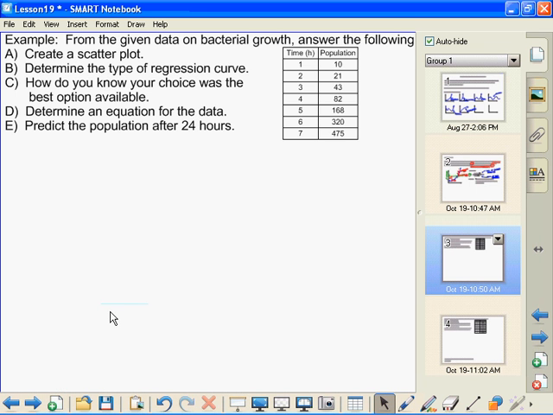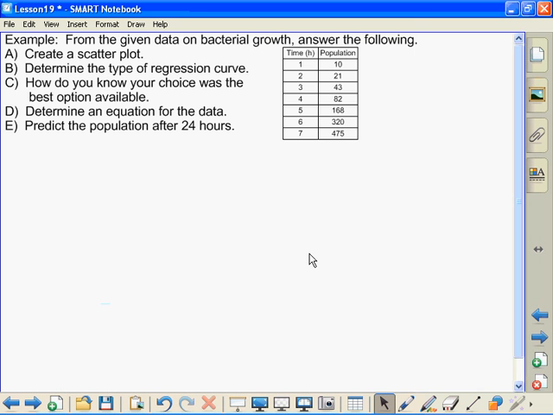Hello and welcome back. I want to go through the last two examples of the nonlinear regression and give you a chance to try them and make sure you can do them yourself. The example provided here I pulled out of a 3U or 4U biology book, and it's just a simple table showing bacterial growth. Question A says to create a scatter plot.